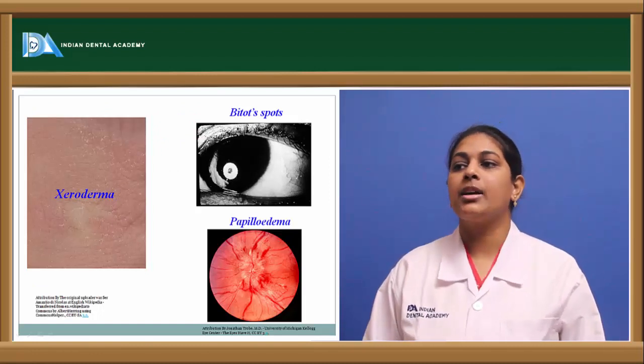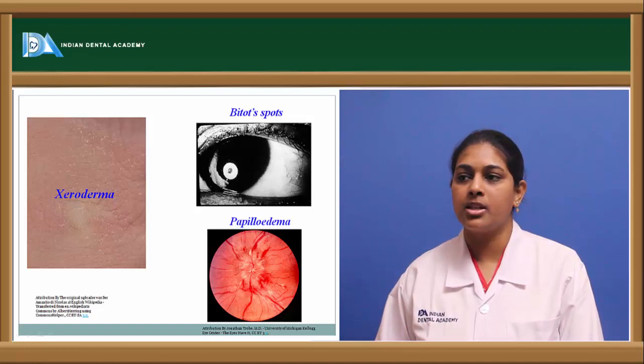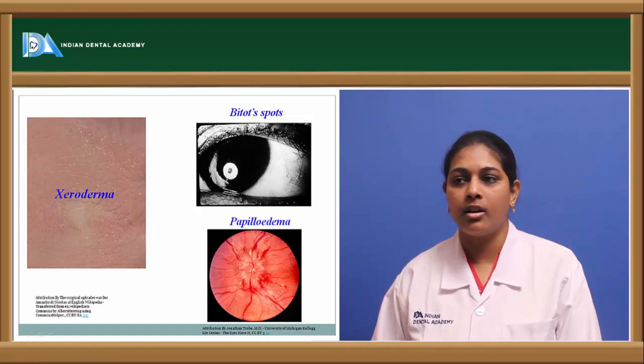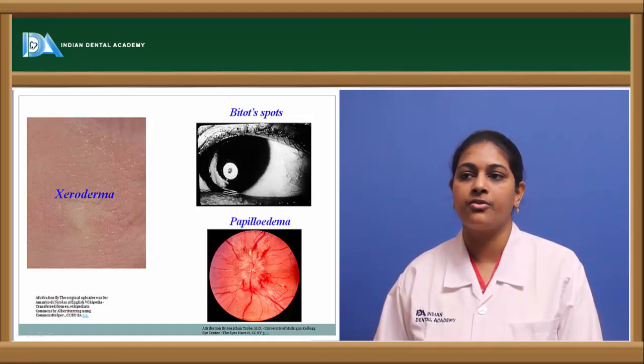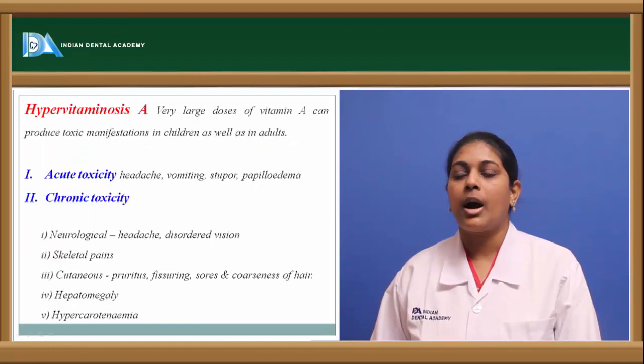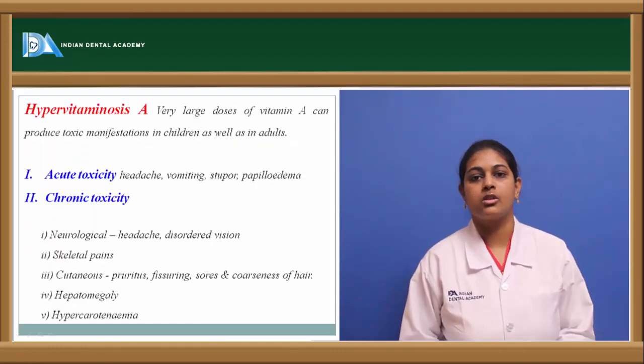appearance. Next are the white spots, which are the opacities seen in the eye. Next is papilloedema, which might also manifest as a retinal hemorrhage in progressive cases. Coming to the next case, that is hypervitaminosis.